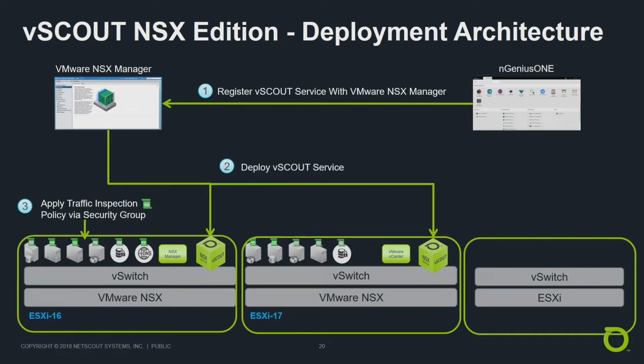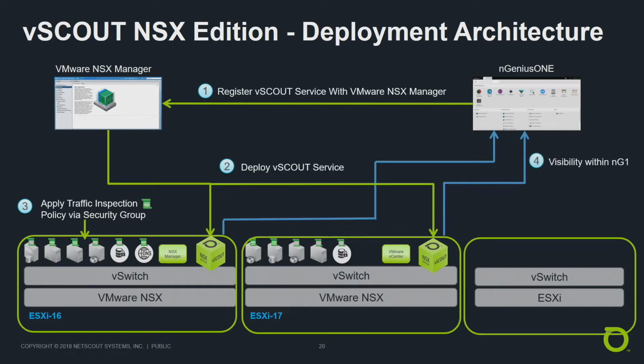As soon as you make those VMs part of that policy, Netscout V-Scout, the NSX version of V-Scout, gets a copy of those packets. It's really efficient: as one VM talks to another, NSX controls that in memory and sends it off to the other VM, but also sends us a copy. We get the copy of the packets. This is where it gets interesting from my perspective.